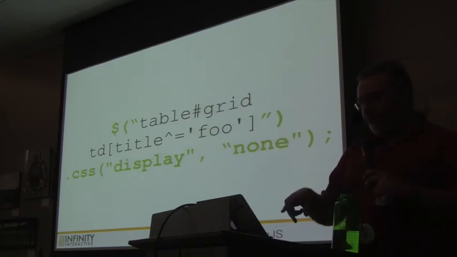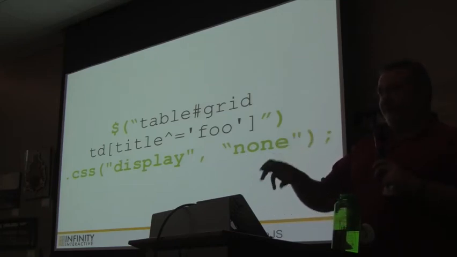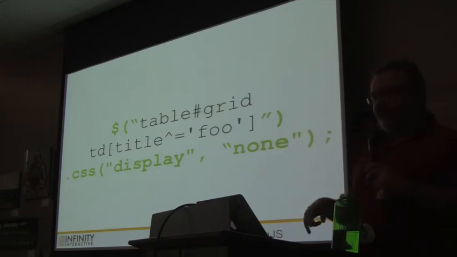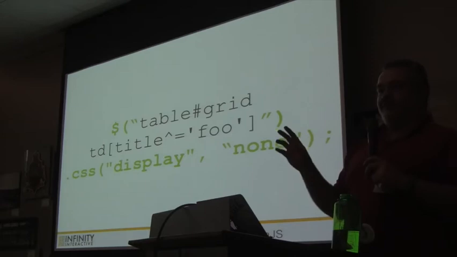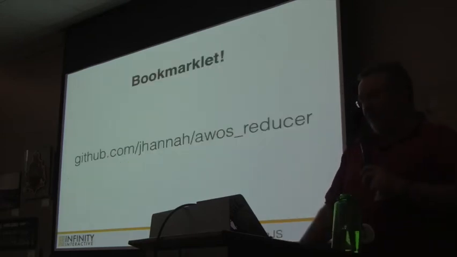So here what we're doing is we're applying CSS to it. And we're saying display none on that thing, right? So now, with one statement, instead of, you know, six pages of procedural code, poof, all this stuff disappears. It's like magic, which everyone here might already know.